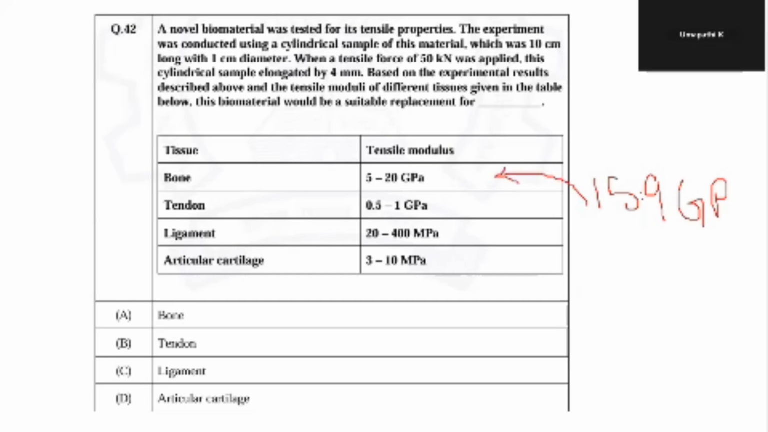So which is the novel material tested with the tensile properties? It comes under the tissue of bone. So based on the solution, we can find that this novel material is matched with bone. Okay, so like that we have to find other questions which are based on mechanical properties. Basically, based on the mechanical properties, they will ask many questions in the GATE exams.